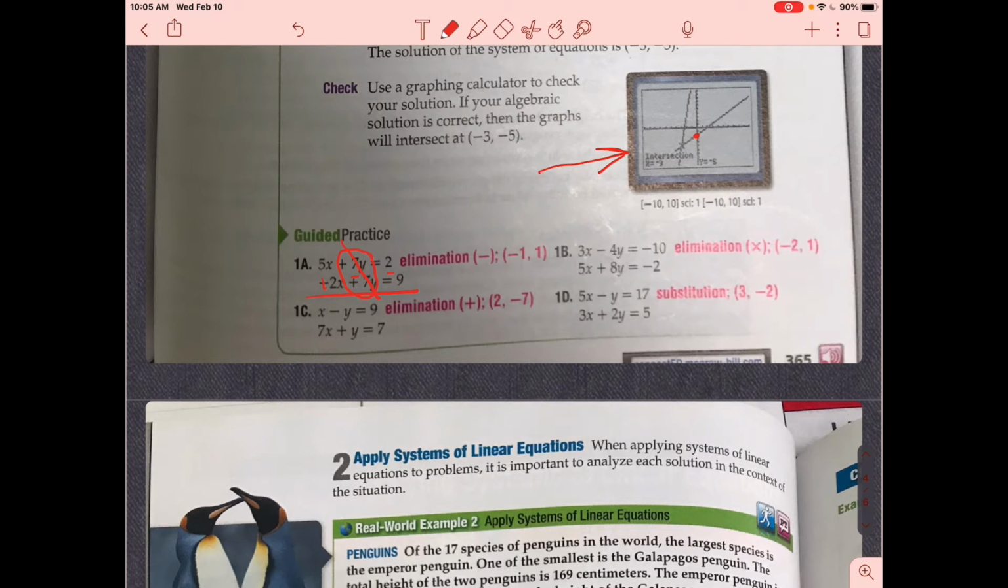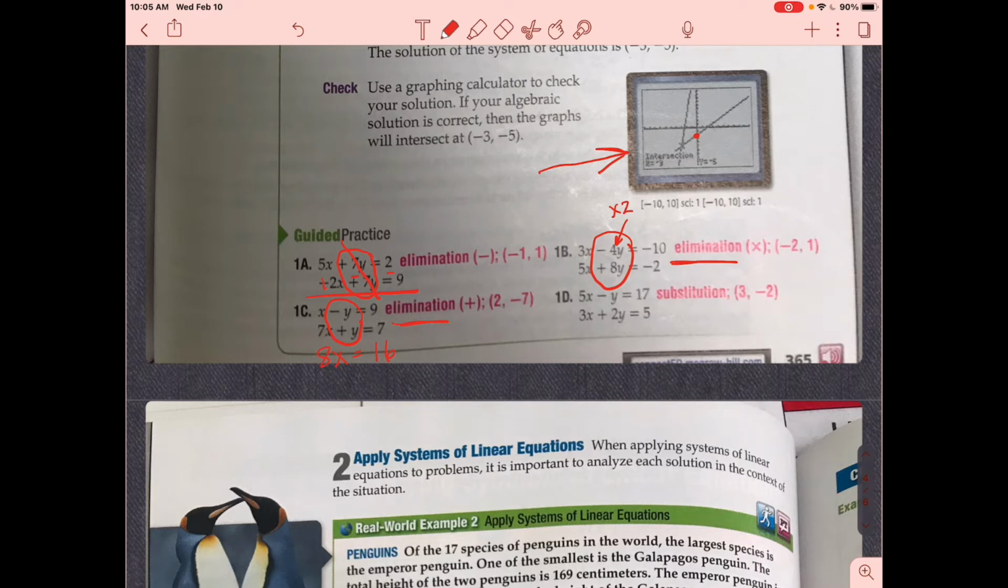If you look at number 1b over here, we can see that it might be super easy to times that one by 2 and get something where my y's would cancel. So we will use elimination. In number 1c here, we've already got it set up to cancel. All we have to do is add it. We'll get 8x equals 16, and we can keep going. So elimination makes sense there.